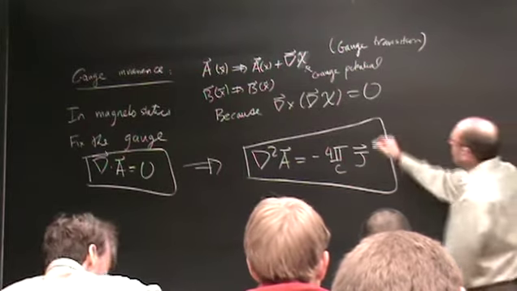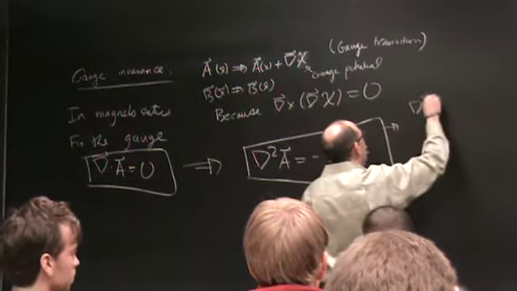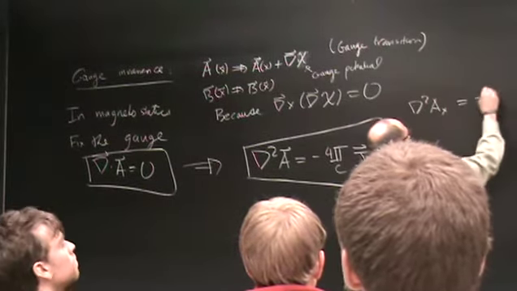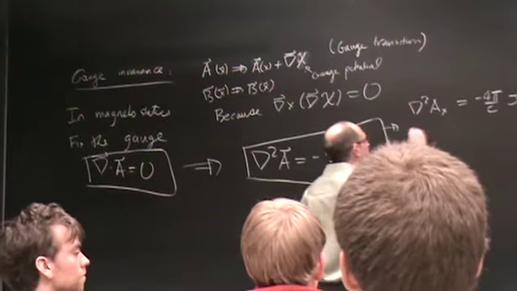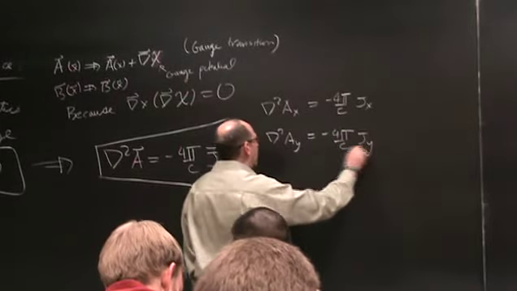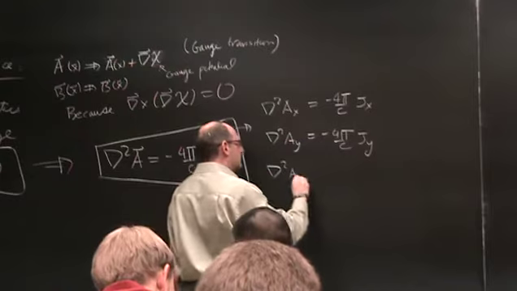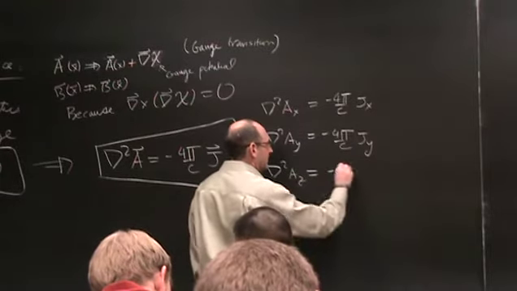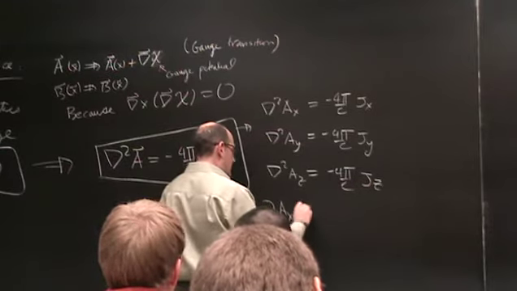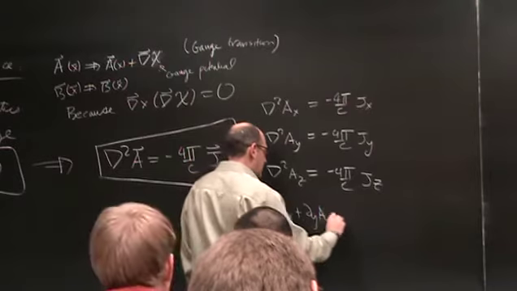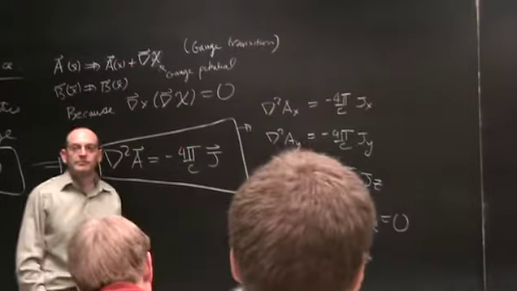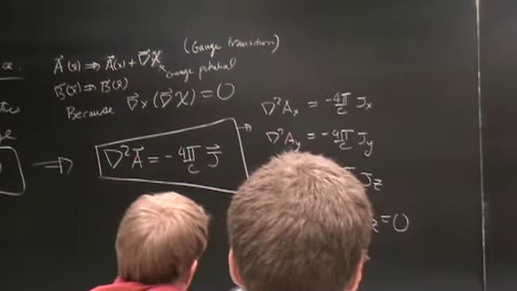This equation is such that I have three equations: an equation for the x component, an equation for the y component, and an equation for the z component. But they're not independent equations because we must have this be true, because we fixed the gauge.